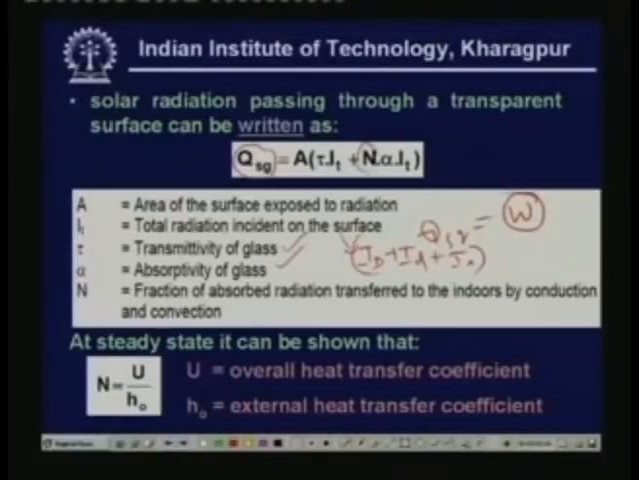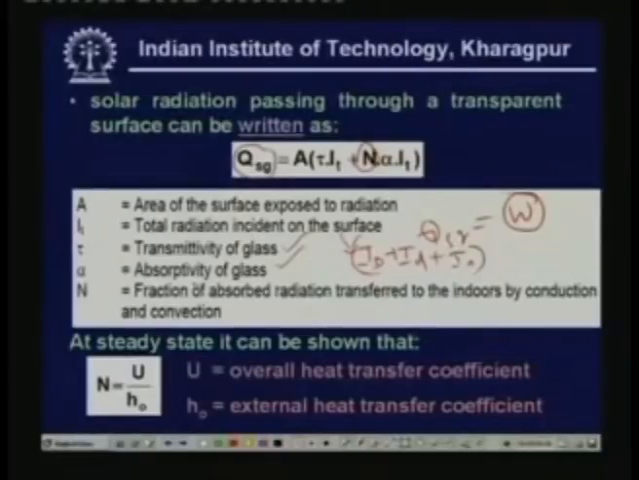And what is n? N is a new parameter, and this is the fraction of absorbed radiation transferred to the indoors by conduction and convection. In fact, I was mentioning that when the glass absorbs radiation, its temperature increases. So because of the temperature difference between the glass and the surroundings, there will be heat transfer due to convection. So this factor n takes into account this heat transfer, that means the heat transfer due to convection because of the temperature difference between the glass and the surrounding air.